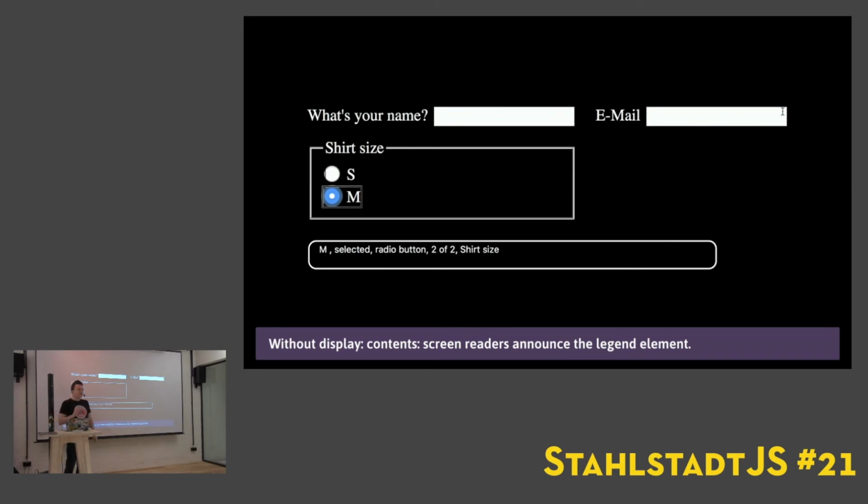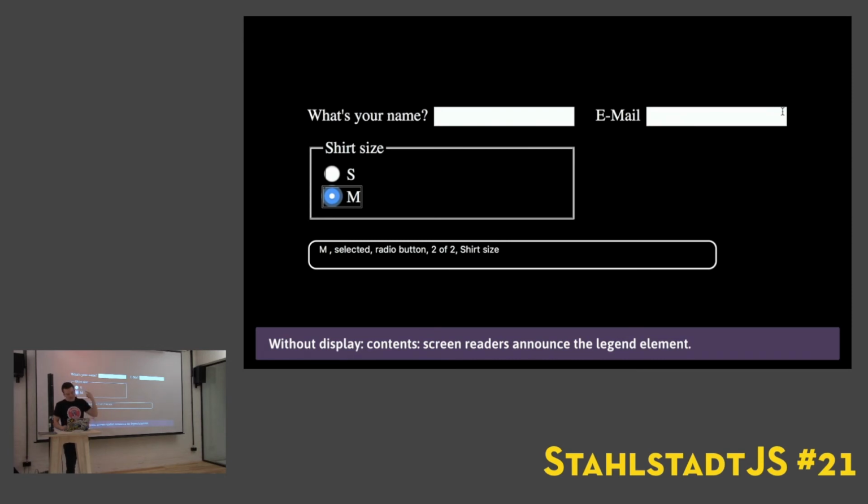So I'm using VoiceOver here, the built-in screen reader in macOS, and you can hear that when I select one of those radio buttons, it says M selected, radio button 2 of 2, shirt size. So it reads the legend with the option. This is really great if you have a lot of options, especially such options as S and M, because I might not know to which area or field they relate to. And this is quite helpful that it reads the legend out as well. So tip, don't put any sentences or long definitions in the legend, just short descriptions.